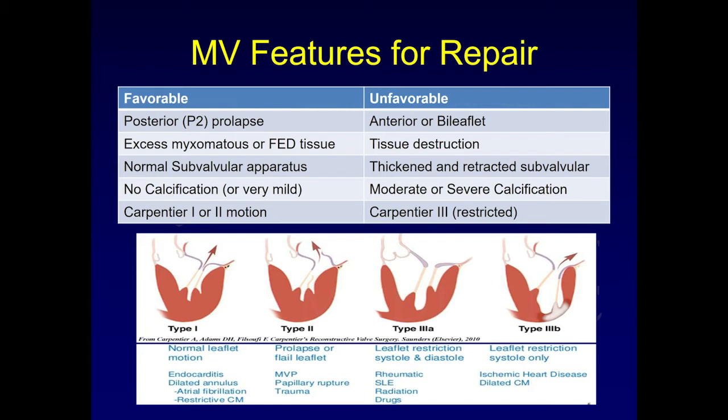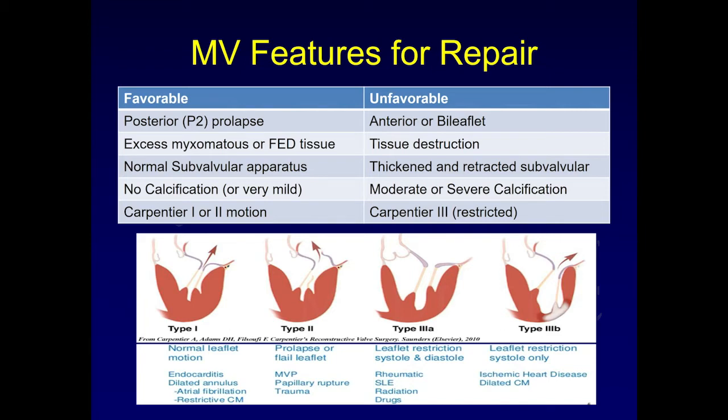Calcification is not the surgeon's friend, so if you have no calcification, that's a good thing. Bad calcification is not going to be repairable. Then the Carpentier classification. Surgeons care about motion of the leaflets, and that's why they created this classification. Type 1 is normal leaflet motion, such as endocarditis, a perforated leaflet, or just a dilated annulus. If the leaflet motion is normal, type 1, that's a repairable characteristic.